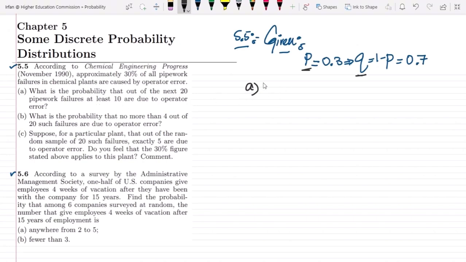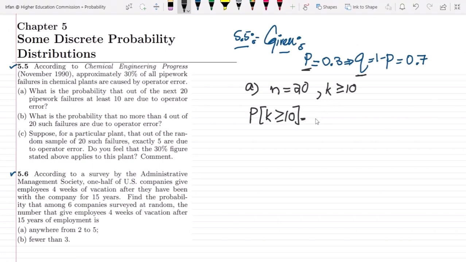We have to find the probability that the total number of pipework failures is 20, so n is 20, and out of these 20, at least 10 are due to operator error, or k is greater than or equal to 10. So what do we have to find out? We have to find the probability that k is greater than or equal to 10, and this would be what?